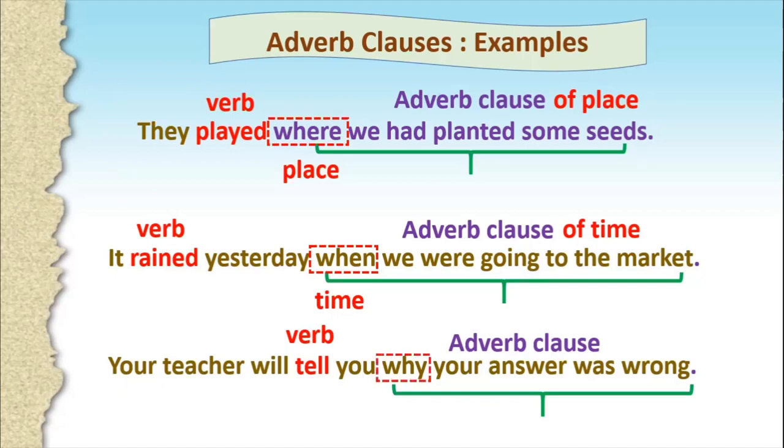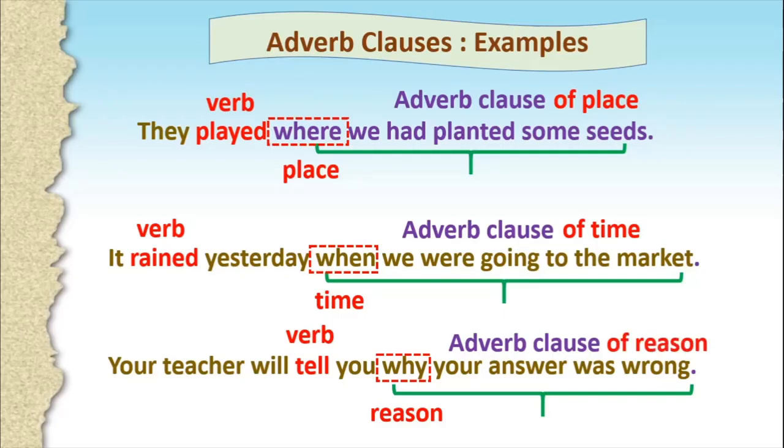So when I'm asking you why, what am I saying? Why did you not come to school yesterday? I'm asking you the reason, isn't it? So why indicates a reason. So this particular adverb clause, why your answer was wrong, is the adverb clause of reason.